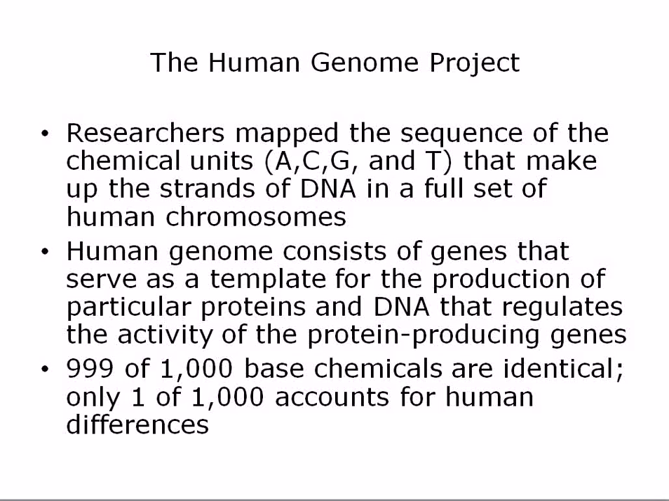In the Human Genome Project, where scientists mapped the sequence of chemical units, ACGT, they found that 999 of 1,000 base chemicals were identical, and that only 1 of 1,000 accounts for human differences. The human genome serves as a template for production of particular proteins, and DNA that regulates the activity of protein-producing genes.